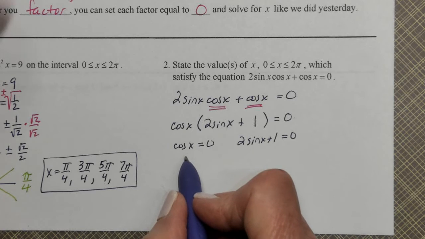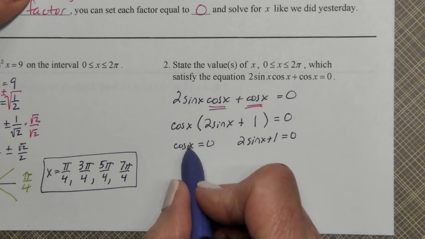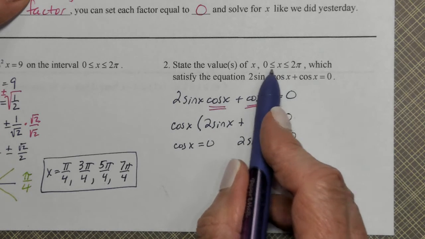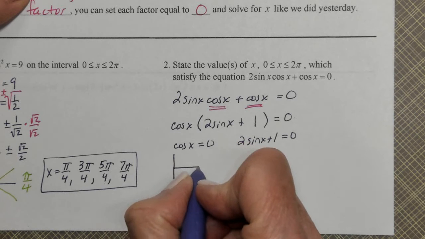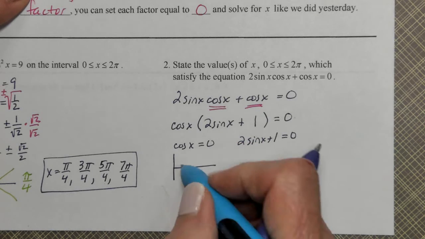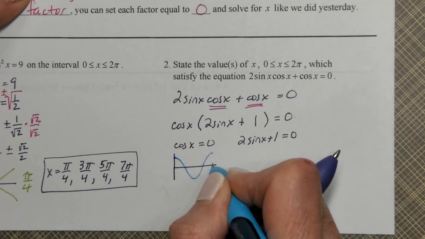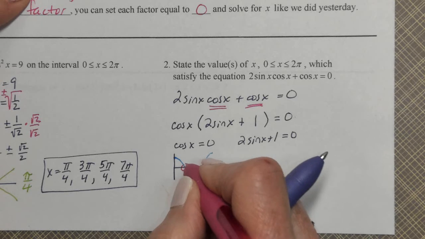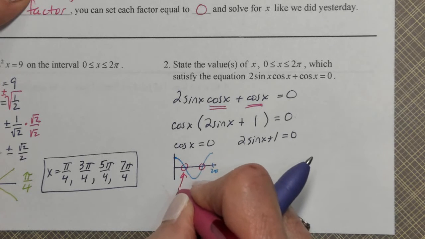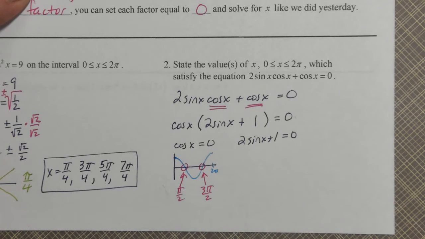So I'm here and I'm asking myself, what value of x makes cosine 0? What angle between 0 and 2 pi makes cosine 0? I'm thinking of the graph of cosine. That's how I do this. And cosine is 0. Cosine looks like this from 0 to 2 pi. And the x values that make cosine 0 then are pi over 2 and 3 pi over 2. Those are the x values that make cosine 0.